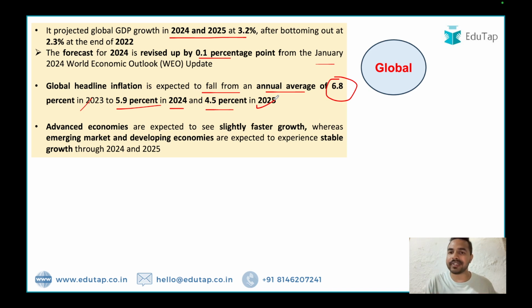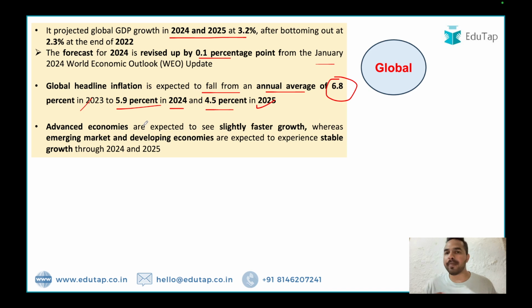I will also discuss these insights in the upcoming slides, that yes, the inflation at the global level is slowing down. And what is the reason behind that? We will also discuss that. But here you can note down that global headline inflation is going to reduce from 6.8% in 23 to 5.9% in 24 and 4.5% in 25.